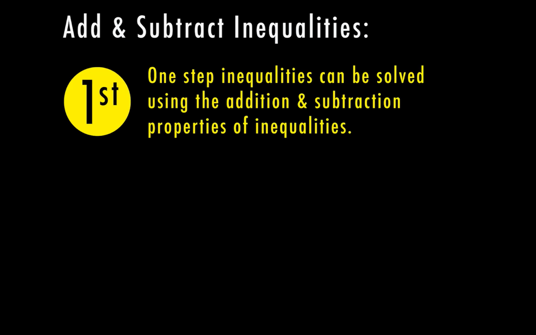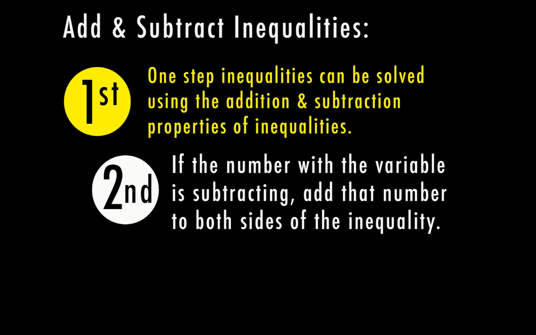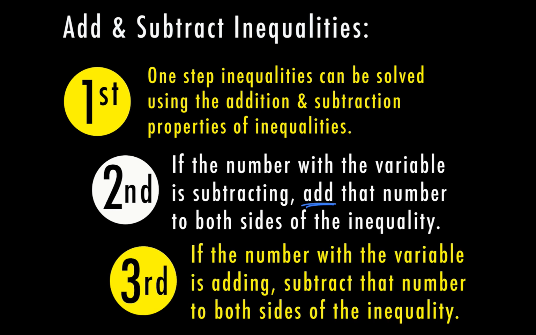So let's talk about our steps here one more time. And first, we're using one-step inequalities that can be solved using the addition and subtraction properties of inequalities. If the number with the variable is subtracting, we're going to add that number to both sides of our inequality. If the number with the variable is adding, we will subtract that number to both sides of the inequality. And we always want to add or subtract the same number in order to isolate our variable so that we can solve for the inequality.